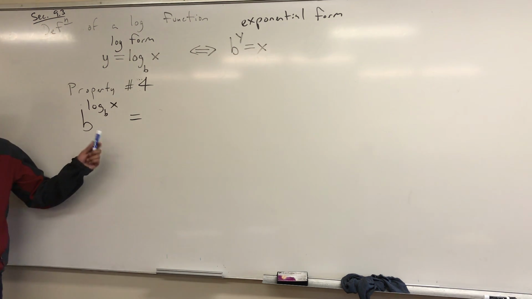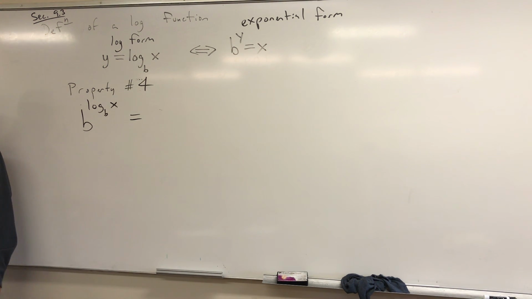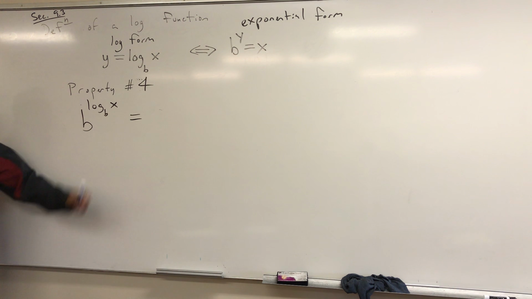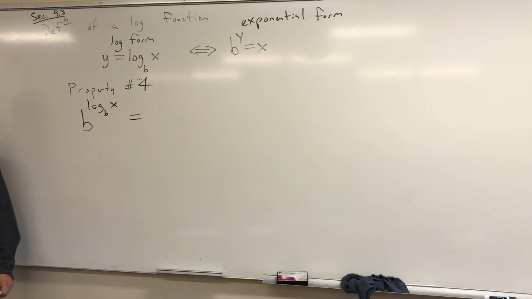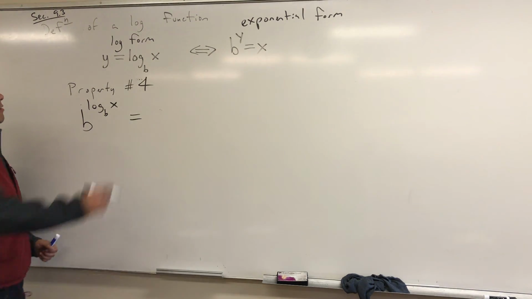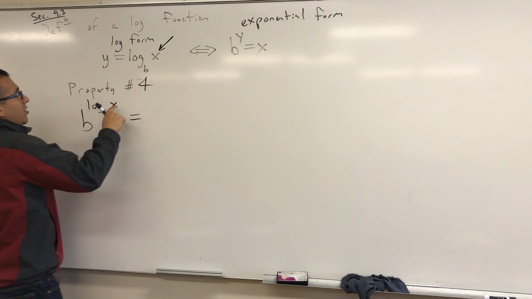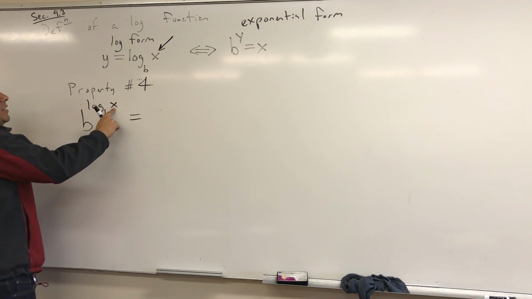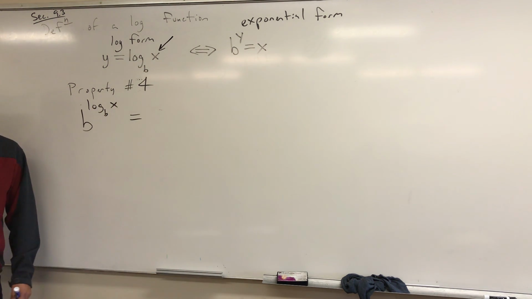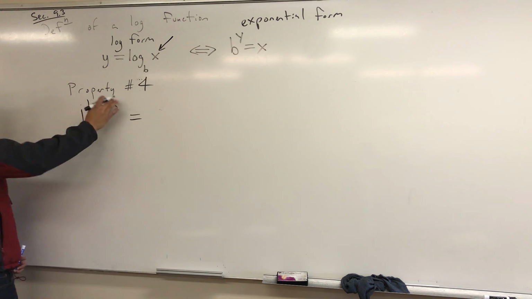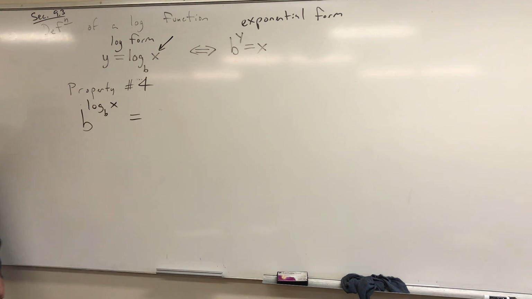Wait, does that log also have an exponent? This one, no, it doesn't have an exponent. There's an x right there. That's the argument of the log. So this part right here is called the argument. So it's just log base b of x, but this whole thing is the exponent. Okay.